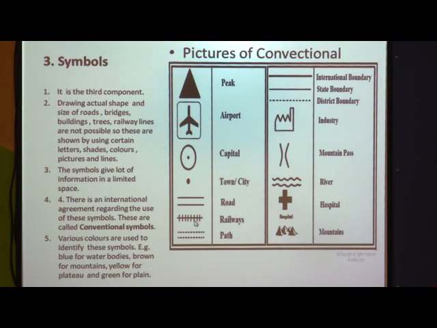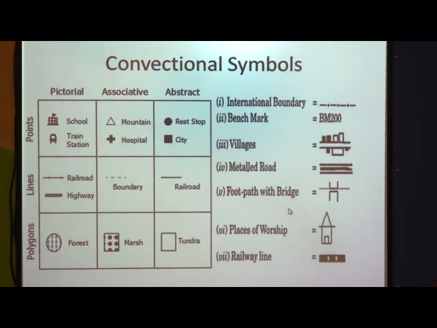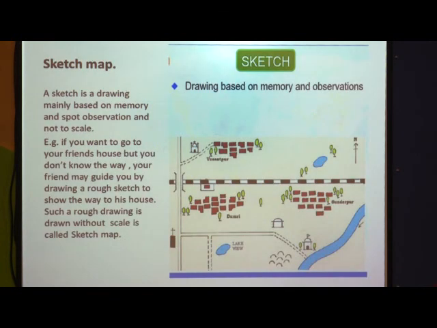And if you want to show railways, children, that time you have to use this symbol for railways. Then this is the symbol for a path, this is for a river, this is for a hospital. These are some other conventional symbols which we have seen.